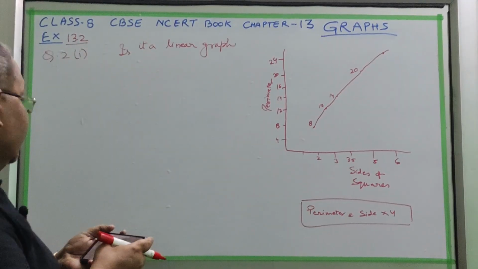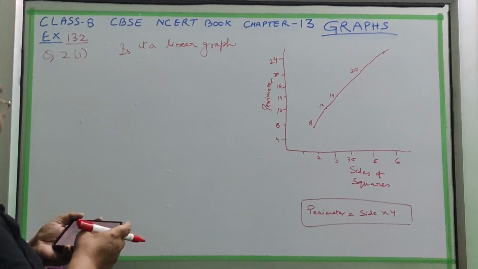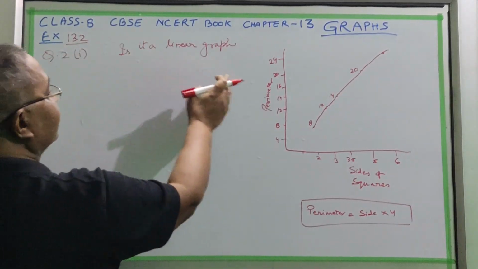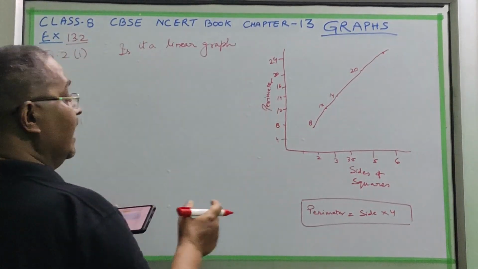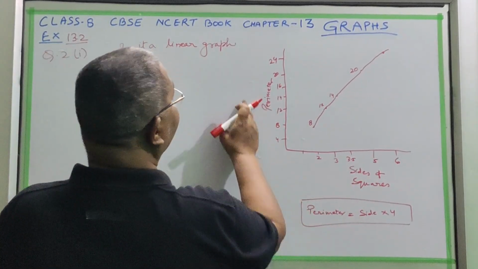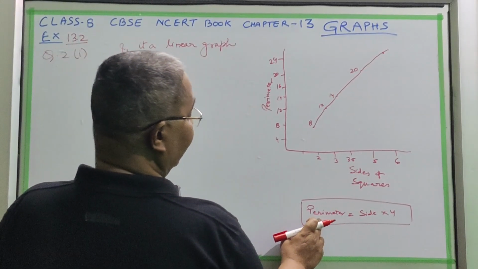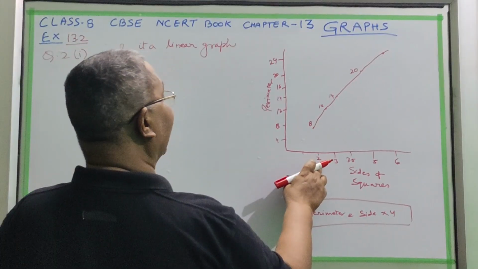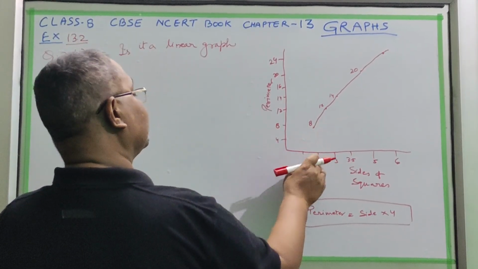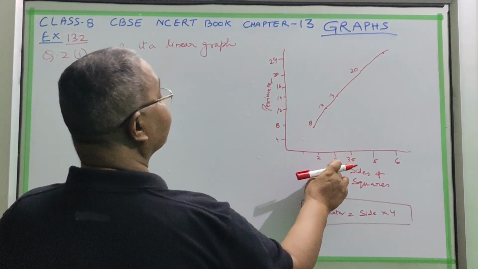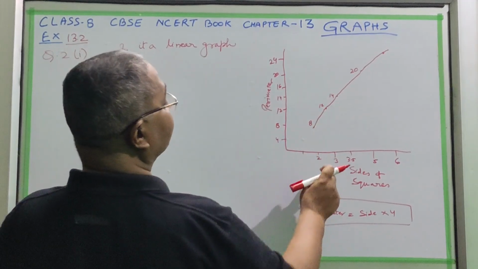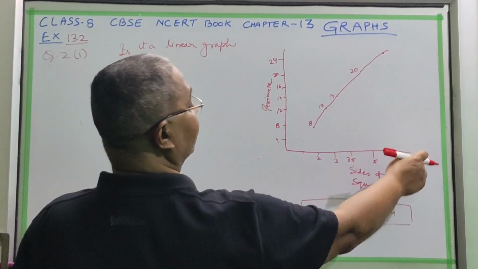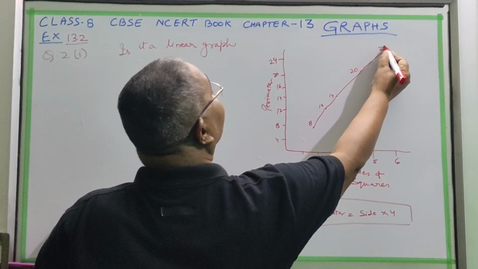So here in question number 2, part 1 we are solving. The question is whether it is a linear graph or not. They have given the perimeter of the square. The perimeter of a square is equal to side into 4. Whatever side there is, it's 4 times. Suppose the side is 2, it will be 8. If it is 3, it will be 12. For 3.5, it will be 14. For 5, it will be 20.